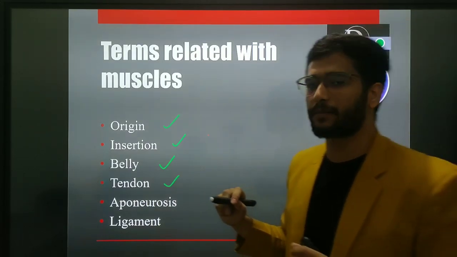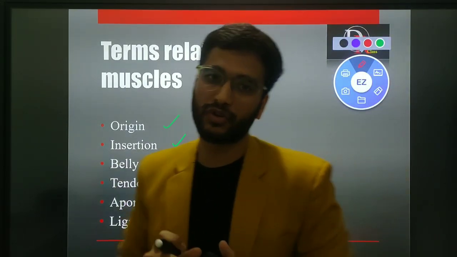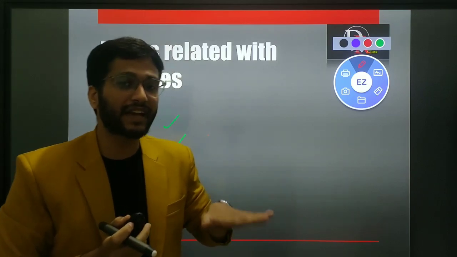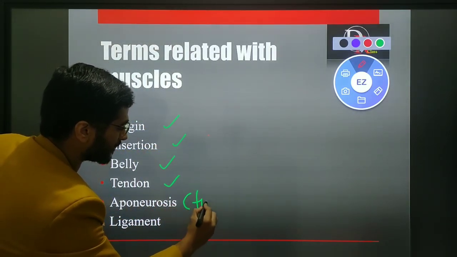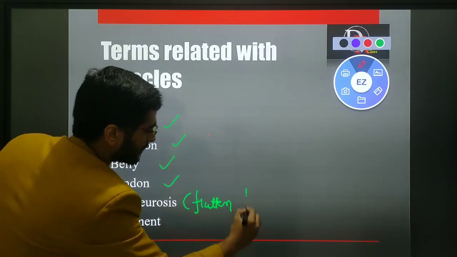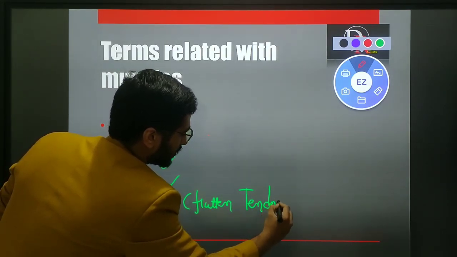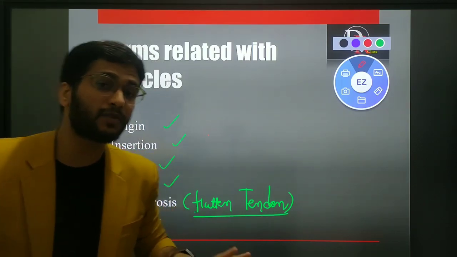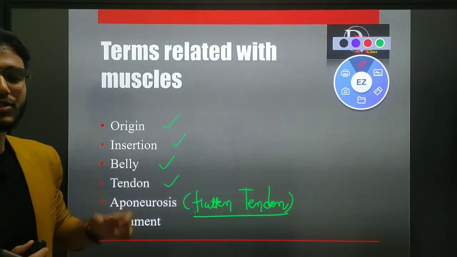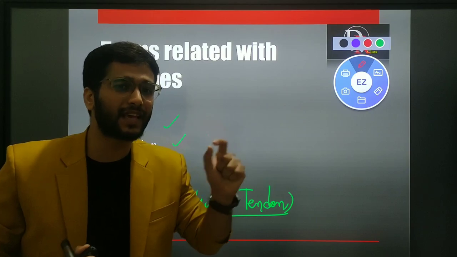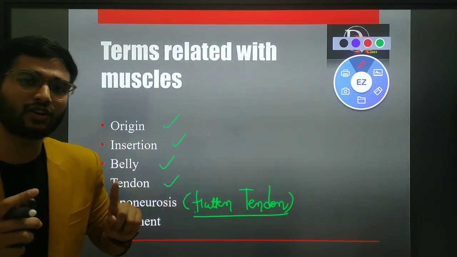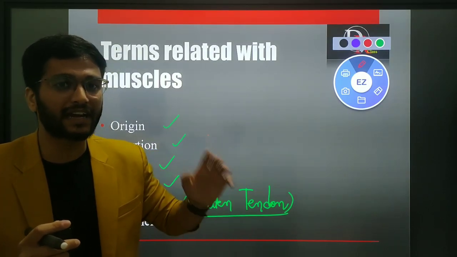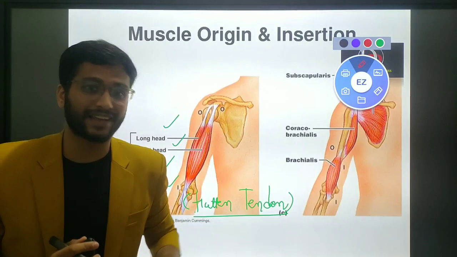Now let's see about the aponeurosis. What do I mean by aponeurosis? When a tendon goes flattened, a flattened tendon is known as the aponeurosis. After aponeurosis, let's look at the ligament. Ligaments are also thick bands of fibers which lie between the articular surfaces of a joint, and they make the joint stronger.